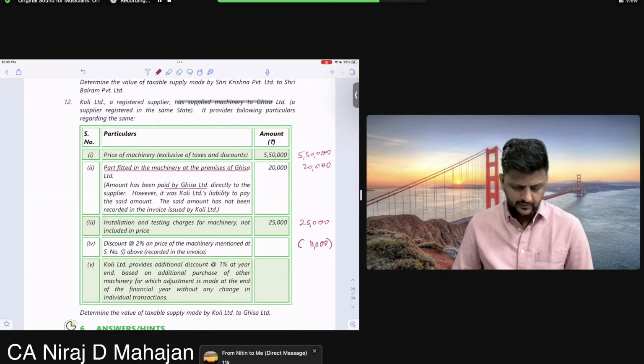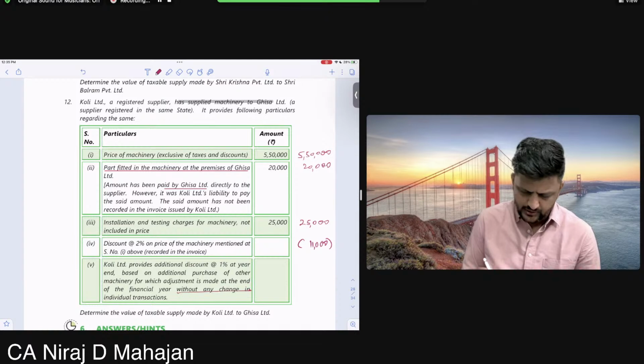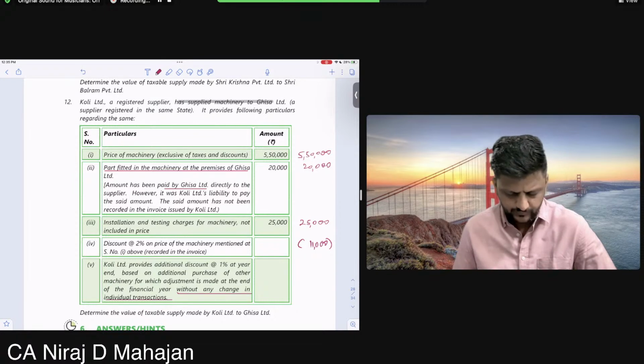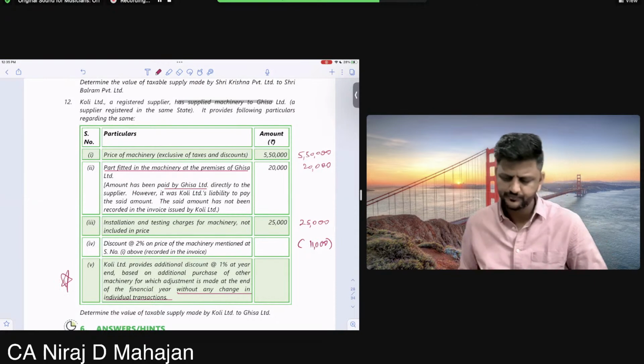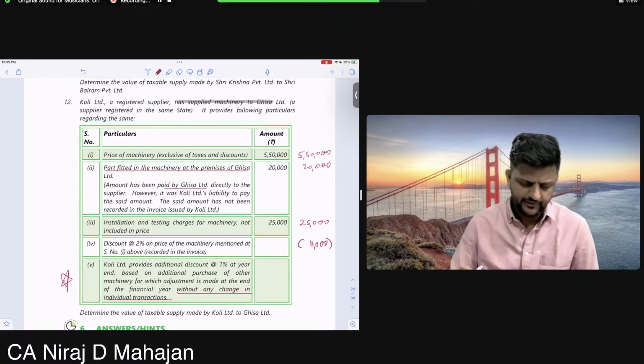Then Kohli provides an additional discount of 1% at the year end based on additional purchase of other machinery, for which adjustment is made at the end of the financial year without any change in individual transactions. So no changes. Based on additional purchase. Let us check this adjustment also. So 5,50,000 plus 20,000 plus 25,000 minus 11,000, 584. Let us check.